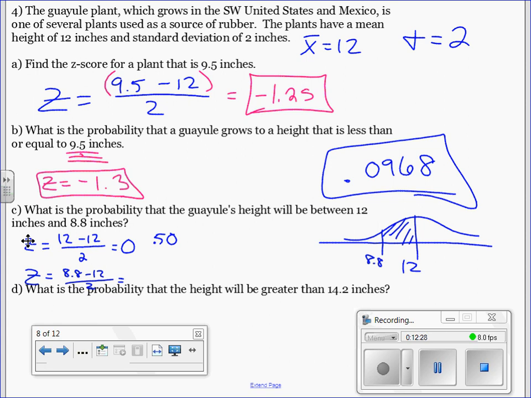Did you get a z-score of negative 1.6? Yes or no? Okay, yes. Then I'll look at my z-score chart for negative 1.6. 0.0548. And I'll finish the day off by subtracting these numbers, biggest minus smallest. The answer was a bigger one. 0.50 minus 0.0548. So it's a 0.4452, so 44% of the plants live between.